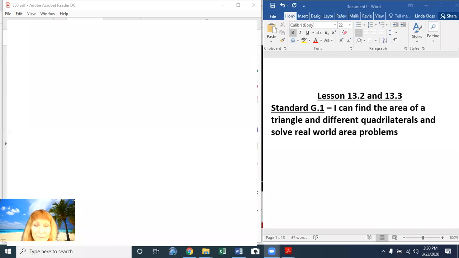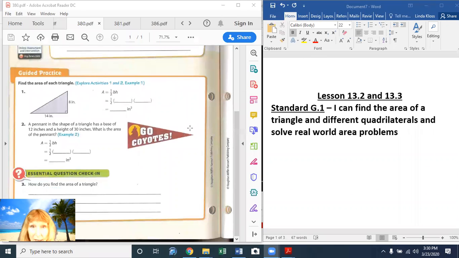Okay, hi, I'm back. Today we are going to be covering lesson 13.2 and 13.3, and it will cover standard G1: I can find the area of a triangle and different quadrilaterals and solve real-world area problems. So that's what we'll be working on today. Let me bring up page 380. If you need to pause the video and turn to that page, go right ahead. Otherwise, we're going to jump right in and get started.